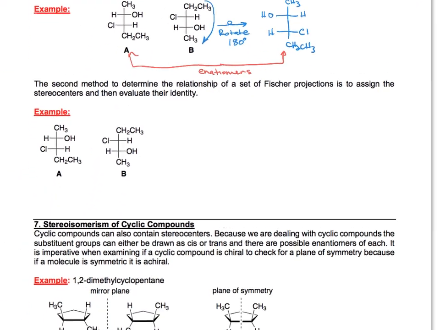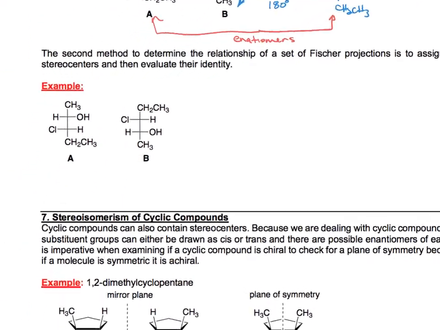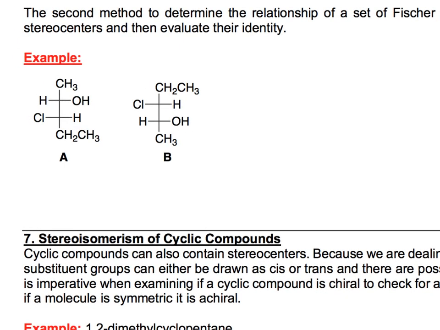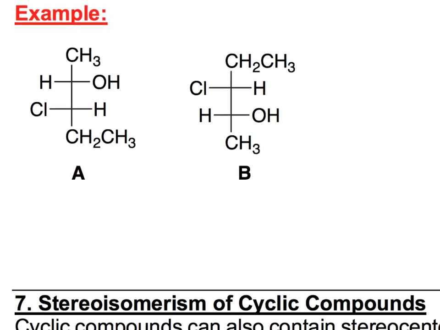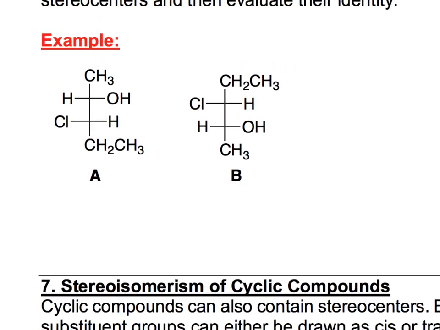The other way that we can do it, without having to redraw it, is that we can assign each of the stereocenters an R or S designation and then compare it to the other compound, in this case B. If the stereocenters of B are opposite of that of A, they would be enantiomers. If they're mismatched, they would be diastereomers. So let's do that. Let's assign the stereochemical designation at each of the stereocenters. So we'll start with compound A.